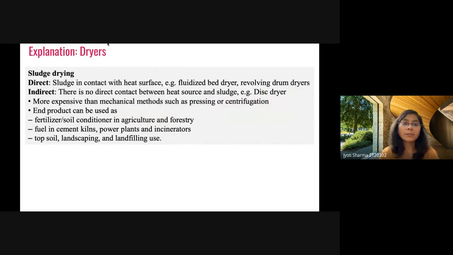So just see here. If we are having direct drying, the sludge is directly in contact with a heated surface, and that would be a fluidized bed dryer or revolving drum dryer. And if it is indirect, there is no direct contact between the heat source and the sludge. So one example is the disc dryer.